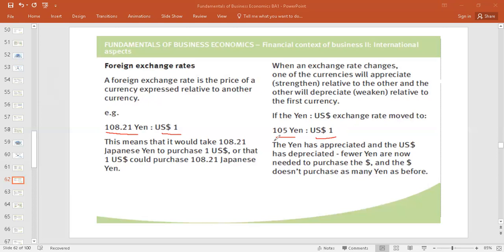The yen has appreciated. Yen has appreciated because now to acquire $1, they don't have to spend 108, but it is enough if they spend only 105 yen. So yen has strengthened. The rate now has reduced. Therefore, yen has become stronger. Otherwise, with a weak yen, it was only on spending 108.21 yen that they were able to acquire one US dollar. But now, little less than that. So if they spend 105 yen, they can acquire one US dollar. So the yen has appreciated and the US dollar has depreciated. Fewer yen are now needed to purchase the dollar, and the dollar doesn't purchase as many yen as before. So earlier, with $1, they were able to buy 108.21 yen, but now they will be able to purchase only 105 yen with $1.